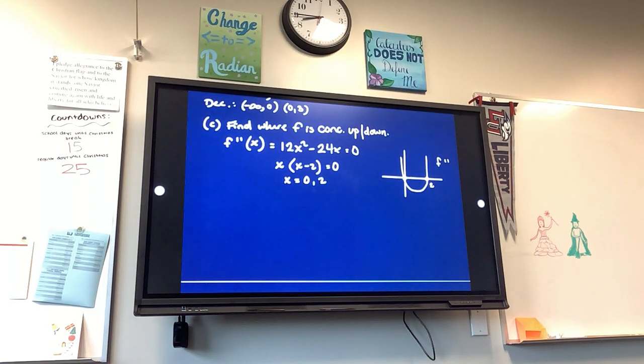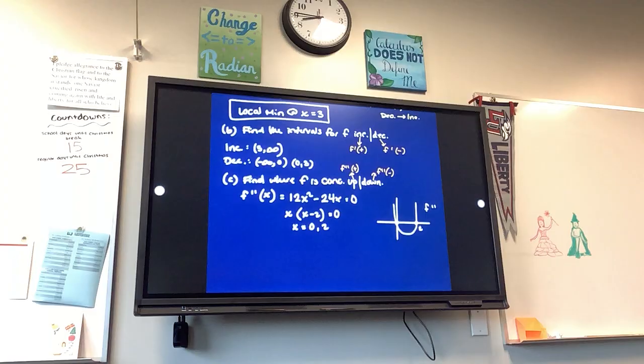And making note that this is the graph of f double prime. Okay, what do I care about for determining f being concave up or down? Positive or negative of this. So let's make that note. Concave up, f double prime positive. Concave down, f double prime negative.